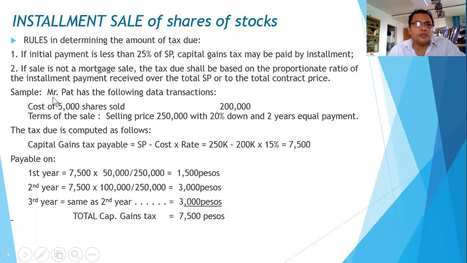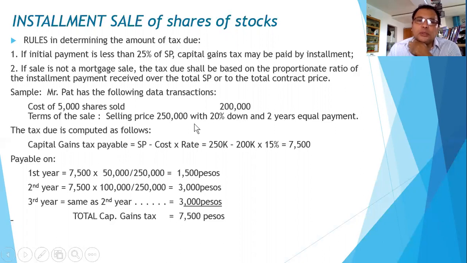So here we have an illustration. Mr. Pat has the following transactions. Purchased 5,000 shares, and the cost of the shares sold is 200,000 pesos. In terms of the sale, the selling price is 250,000 and the down payment is 20%, with the balance to be paid equally in 2 years' time.